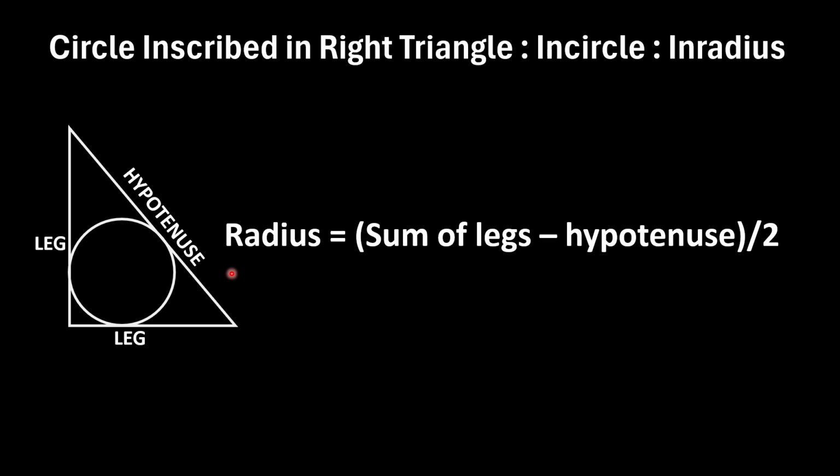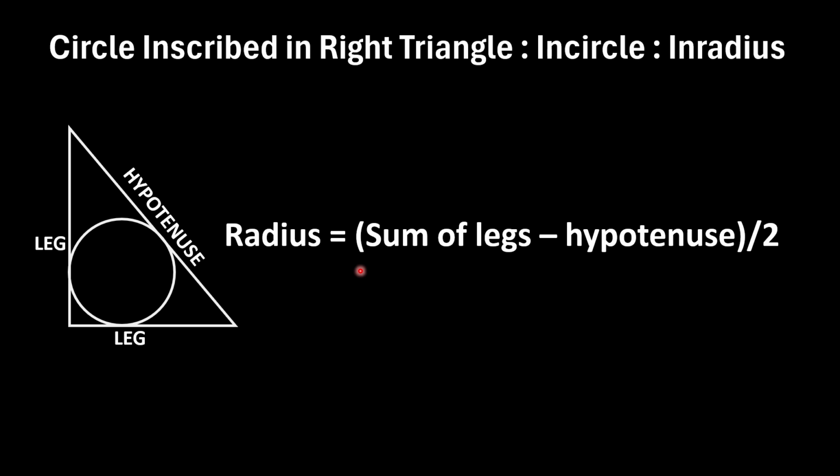Hypotenuse is the longest side opposite to the 90 degrees, and the other two shorter sides, each is called a leg. So the radius of the incircle, why incircle? Because it is inside. The radius of the incircle, or the inradius, is the sum of legs minus hypotenuse, whole by 2. Add the legs, the length in centimeters or meters, add this leg and that leg, subtract the hypotenuse and then divide by 2. So the inradius equals the sum of legs minus hypotenuse divided by 2.